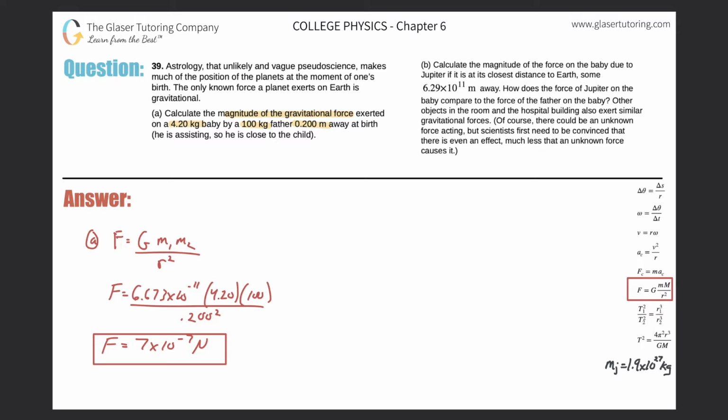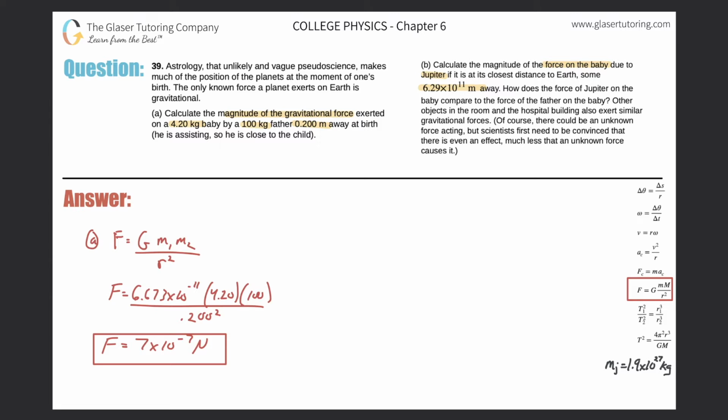All right, so let's take a look at letter B. It says, calculate the magnitude of the force on the baby due to Jupiter if it's at its closest distance to Earth, some 6.29 times 10 to the 11 meters away. Then it says, how does the force of Jupiter compare to the force from the father? Here's the mass of Jupiter on the right. It weighs approximately 1.9 times 10 to the 27 kilograms.